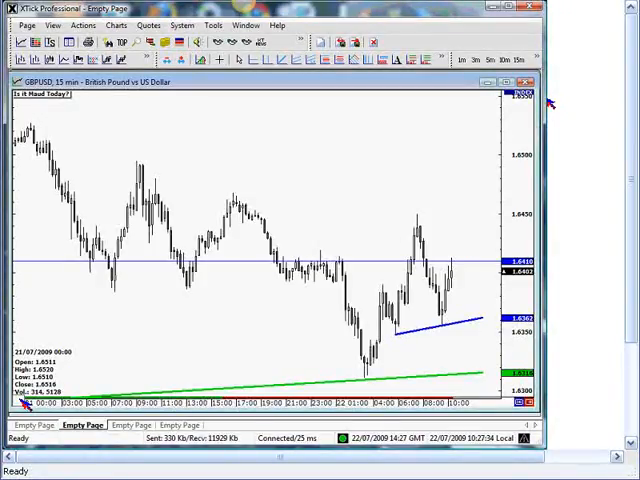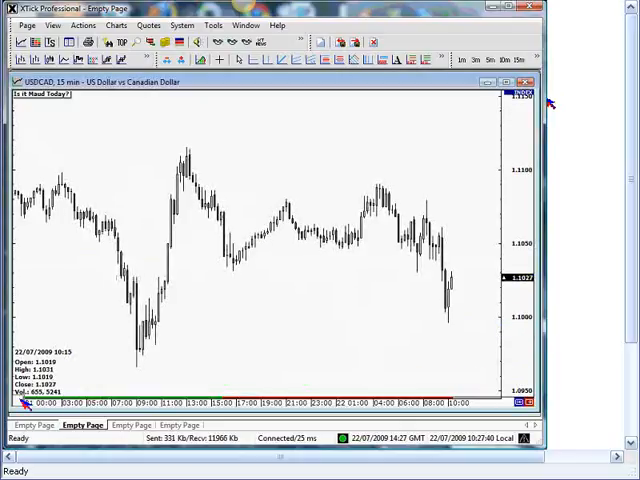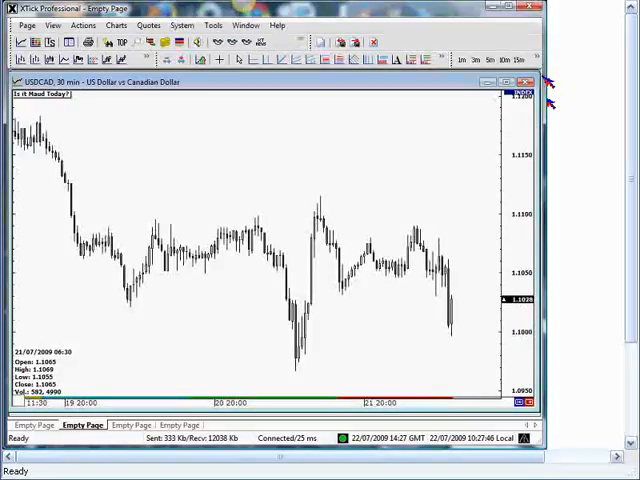Let's look at one more kind of semi-exotic currency pair. How about, no, let's not look at exotic. Let's look at the Canadian dollar, US dollar. Let's look at the 60-minute chart. On the 60-minute chart, we might see the currency pair rise up and retest this green baseline.